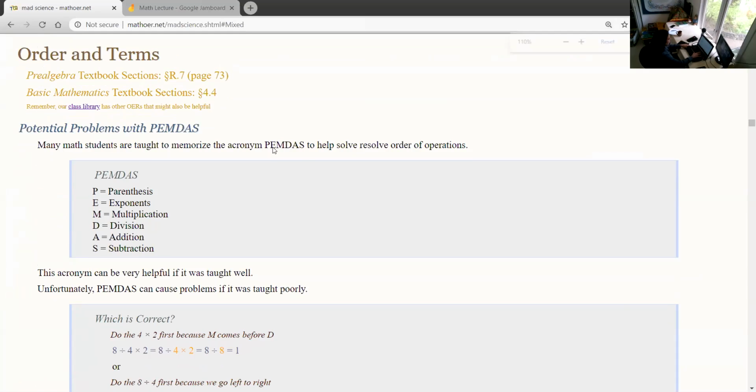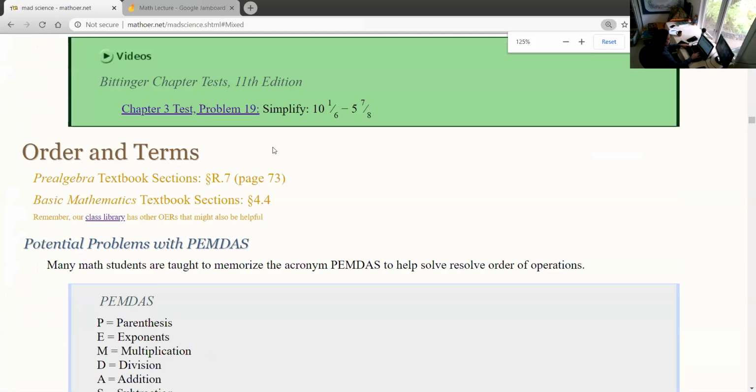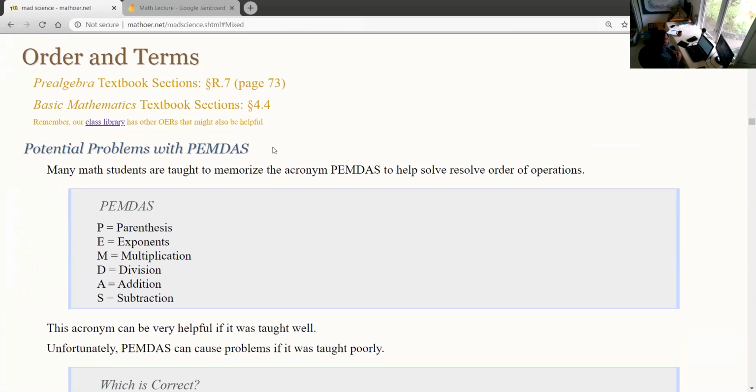So let me make this a little bigger, actually. Too big. If you are in the textbook, that's free. We're on page 73. If you're in the green book with zebras, we're in section 4.4. Hugely important thing, but mostly just so that you leave Math 20 without making mistakes that embarrass you.